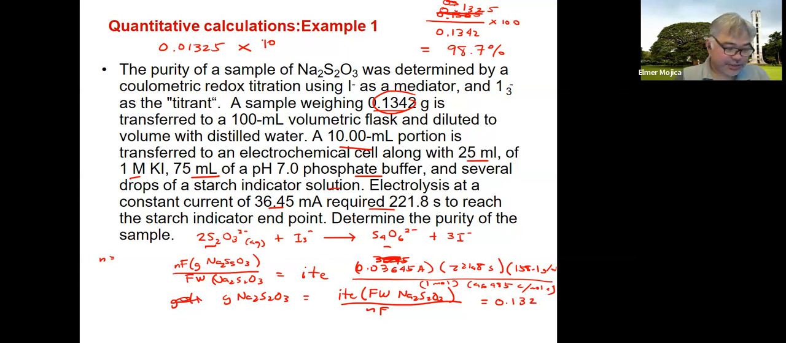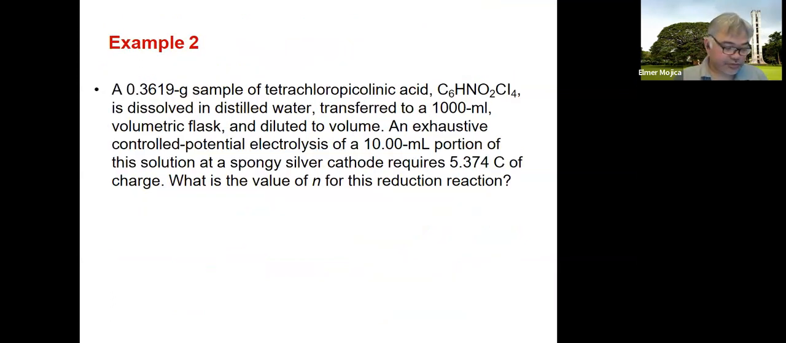So that's just one way wherein it is useful. Now, we could look at the other way here. I think, if I'm not mistaken, this is the last slide that I have for tonight. We have this amount of tetrachloropicolinic acid dissolved in distilled water, transferred to a 1,000 ml volumetric flask and diluted to volume. A controlled potential electrolysis of a 10 ml portion of the solution at a spongy silver electrode requires 5.374 coulombs of charge for exhaustive reduction. So what is the value of n for this reduction reaction?